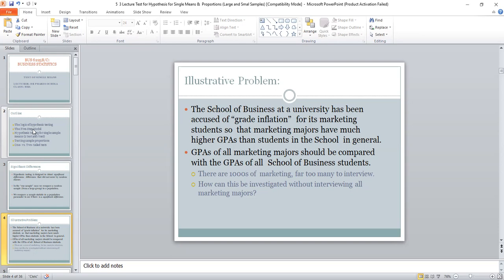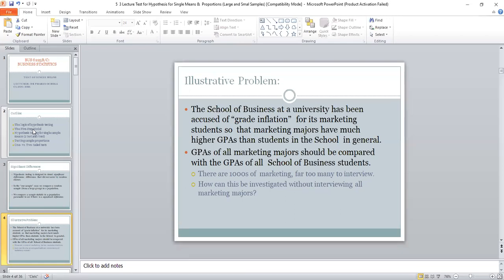You have stated the problem. GPA is measurable. So these students are saying, we have checked around, and found that GPAs for marketing students are higher than those of the other students. So they're blaming the school for grade inflation. Inflation means that the marketers are scoring higher than the others. But this is grade inflation.